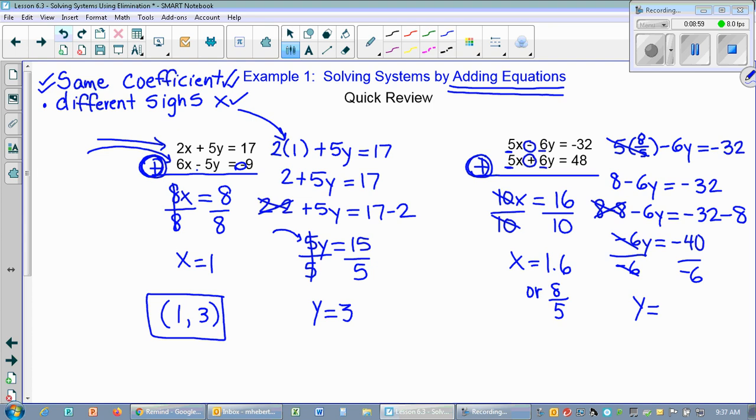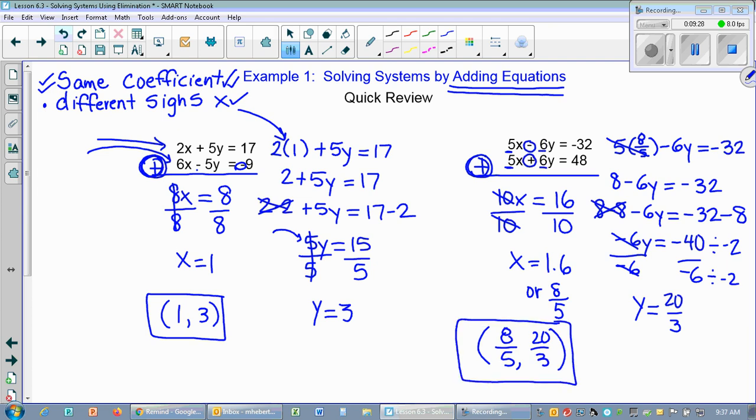So the negative divided by negative makes a positive. 40 and 6 are divisible by 2. So 40 divided by, say, negative 2 makes a positive 20. And negative 6 divided by a negative 2 equals a positive 3. So there is my answer for my y value. So the solution to my problem is 8/5 and 20/3. This is the solution to the second set of systems of equations.